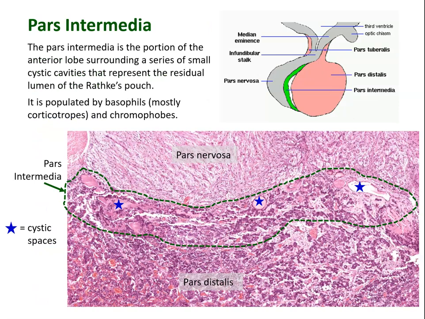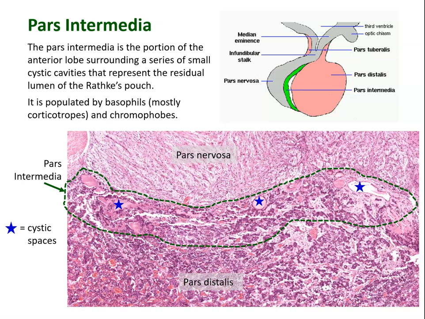Now let's look at the other areas of the anterior lobe, the pars intermedia. So this is the portion of the anterior lobe surrounding those cystic cavities, which are sometimes called Rathke's cysts, and we'll probably call them those when we look at them in lab. They're really the remnant of Rathke's pouch from the embryological developmental stage. This area is populated by basophils, and those are mostly corticotrophs, and there's a lot of chromophobes here as well.